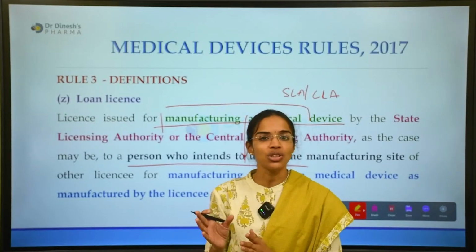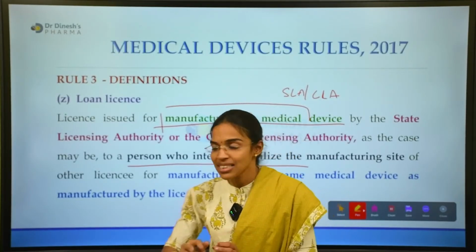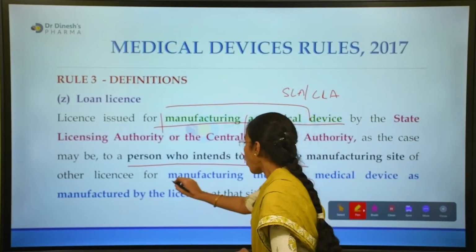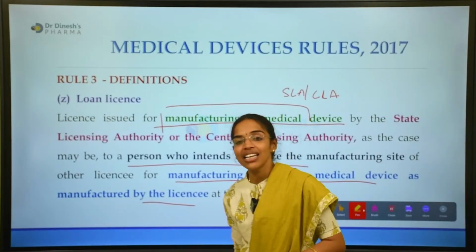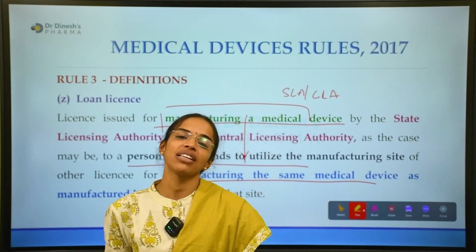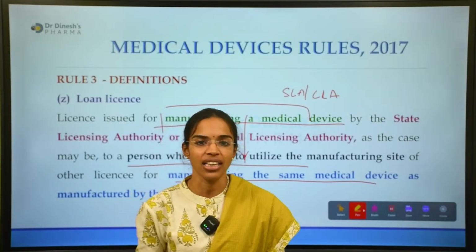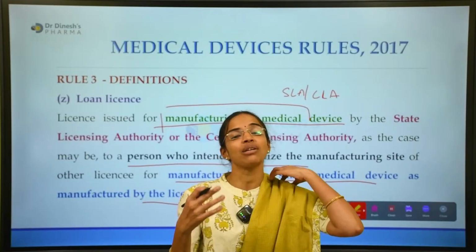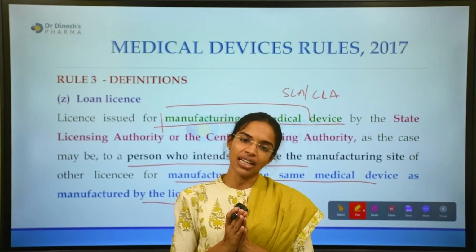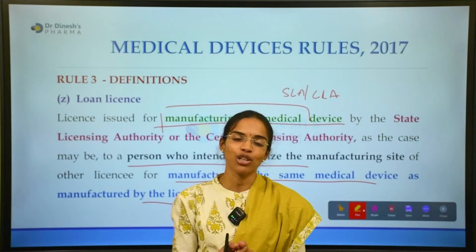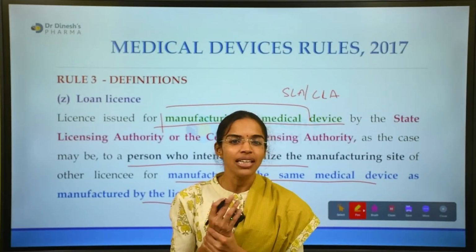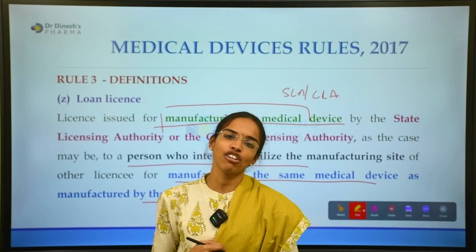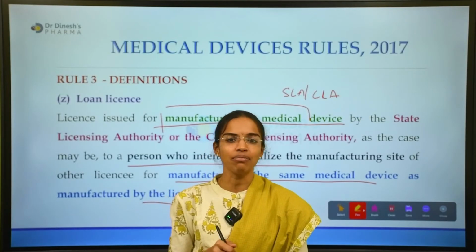So a loan license is to utilize the manufacturing site of another licensee, or to manufacture the same medical device as manufactured by the licensee. A particular medical device was licensed to some other manufacturer, and some other person is applying for or taking a loan license to manufacture the same kind of medical device as that manufacturer.